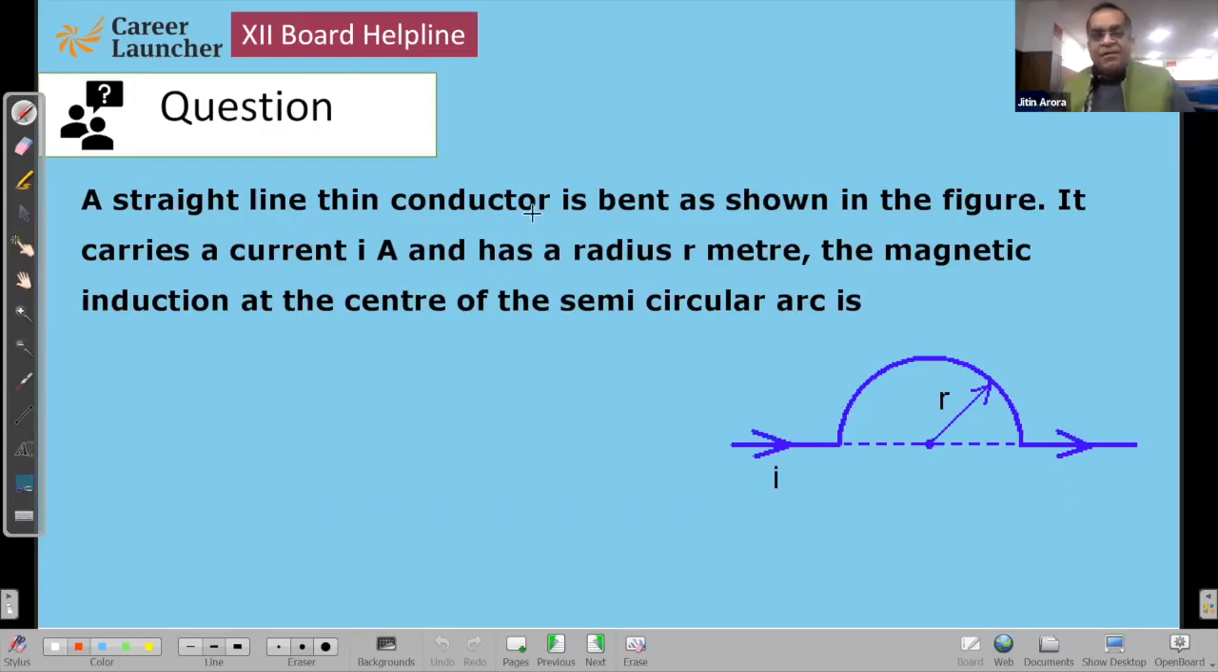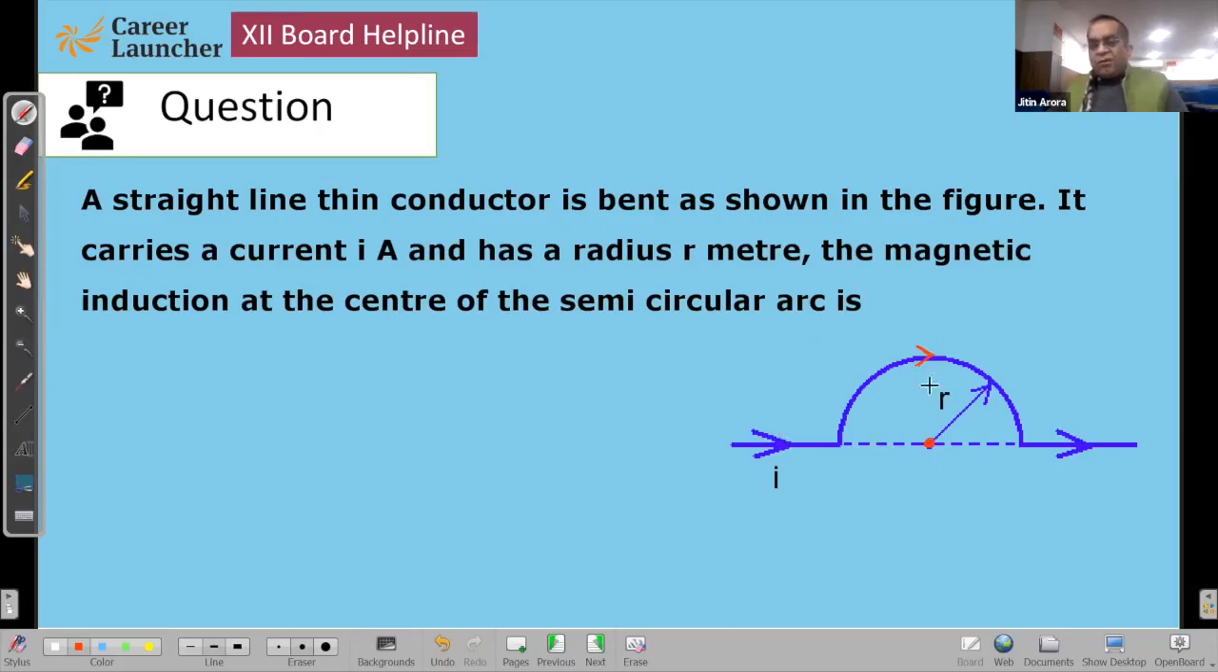A straight line thin conductor is bent as shown in the figure and carries a current I amperes and has a radius small r meters. The magnetic induction at the center of the semicircular arc is. So when I'm looking at the semicircular arc, first thing is that the current has to be taken in this particular direction. So current ऐसे है, because it's coming this way in the straight part. Now the straight parts will have zero magnetic field produced here, because the point lies along the straight wire, right? So if any point lies on the straight wire or along the line of the straight wire, it does not produce a magnetic field there.